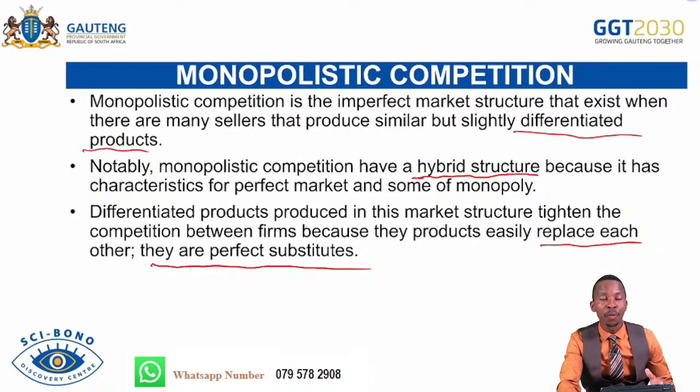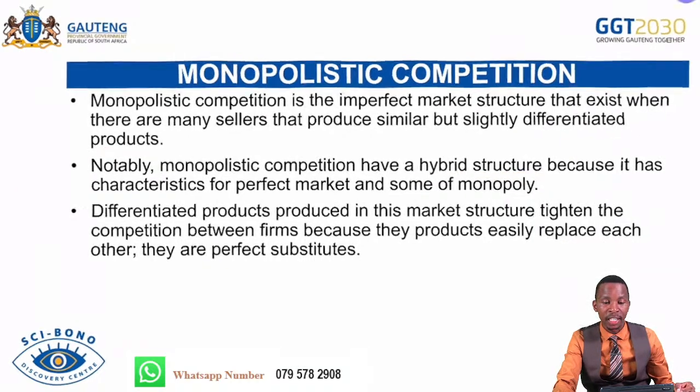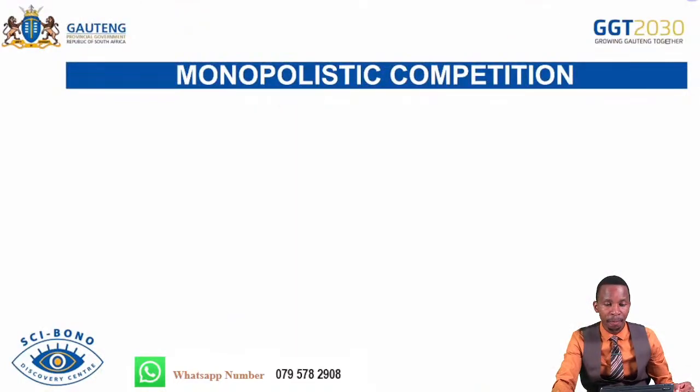If one firm is selling a product at a higher price, consumers are free to go to another supplier and demand the product that is selling at a lower cost. Therefore, they become substitutes for each other. So it makes the competition even stronger because these goods can replace each other. Slightly, they tend to differ, but they look the same as they satisfy the same utility.